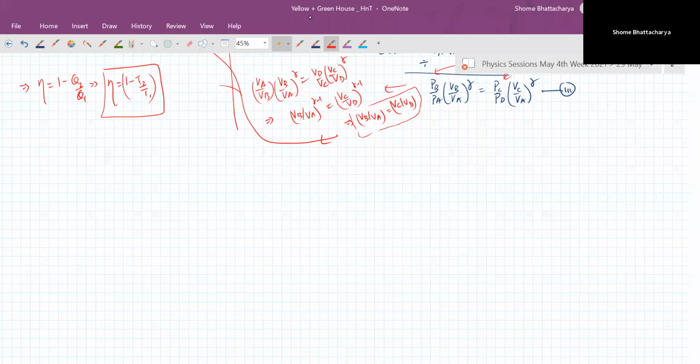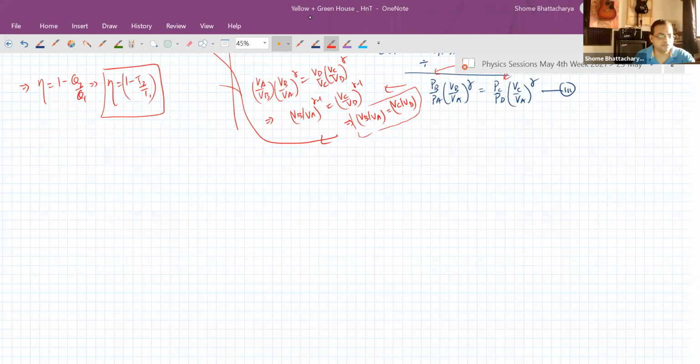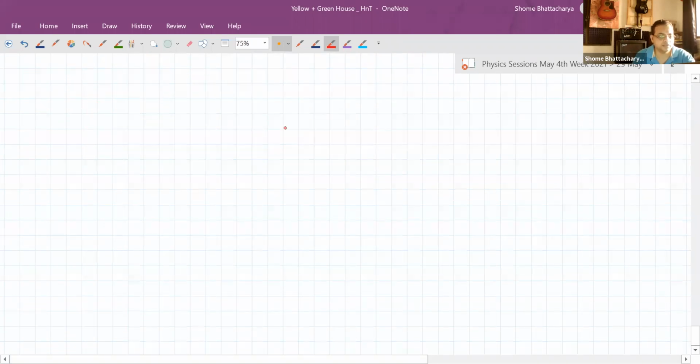Okay, so this is about the Carnot engine and efficiency of Carnot engine. Now, so that more or less completes the theory part. Couple of things to discuss as we saw that.